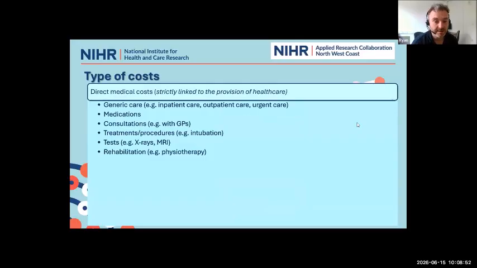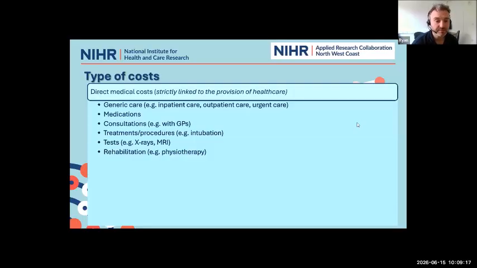So we've got generic care costs, inpatient care, outpatient care. You might see that expressed as, I don't know, the typical cost of staying a bed day in the hospital in the NHS, the cost of all our medications, consultations with GPs in an outpatient setting, and then maybe specialist consultations in an inpatient setting.